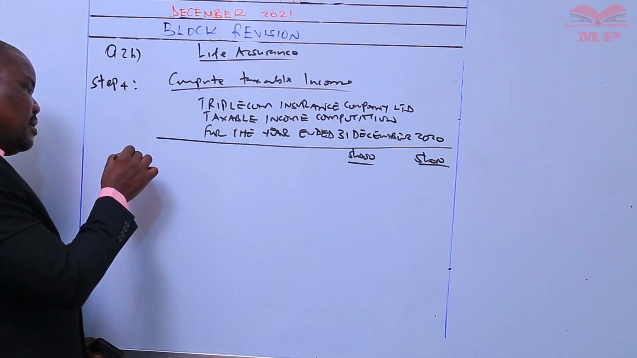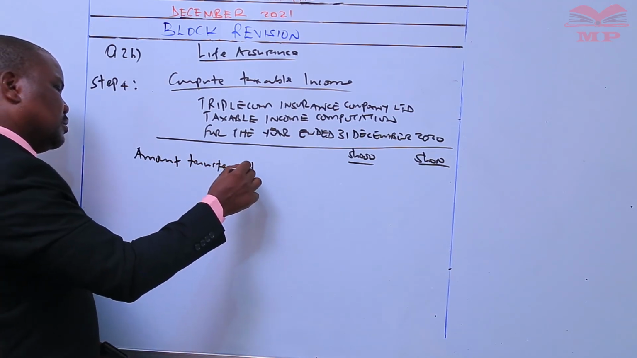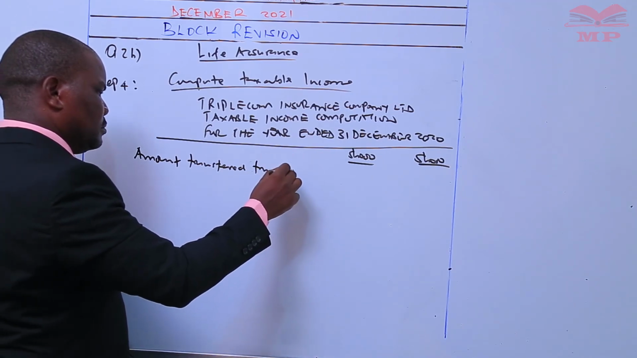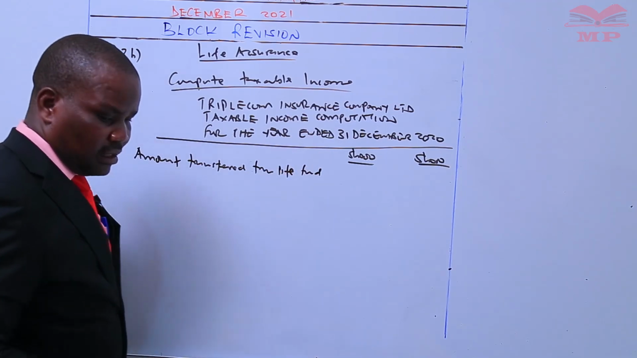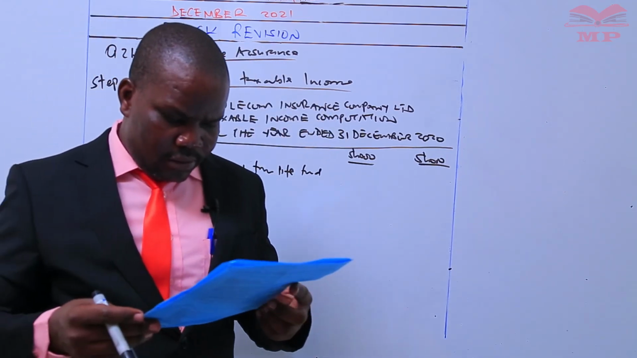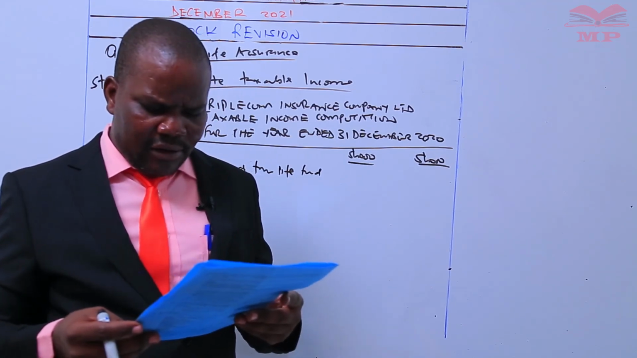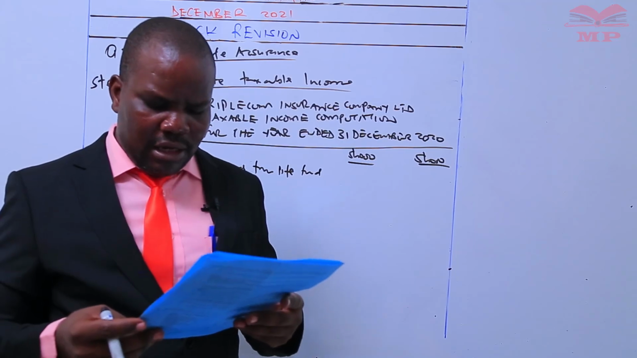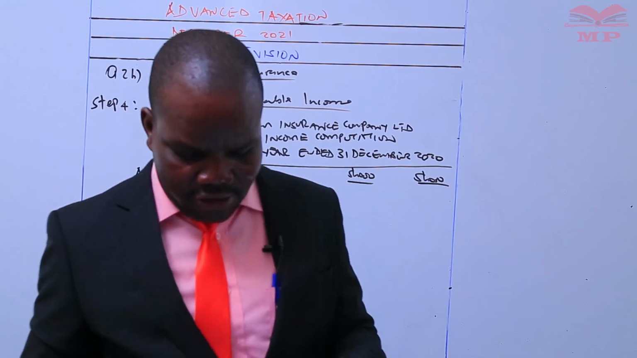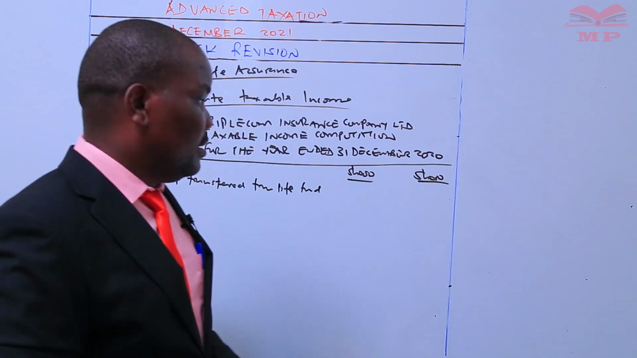So we say amount transferred from life funds. That is as advised by the actuary. So we move to note 4 of the question. It says the life assurance fund balance was valued by an actuary at 310 million shillings as at 31st December 2020. 8% of this fund balance was recommended to be transferred for the benefit of shareholders. So that is what we used. It was the amount at the end of the year.